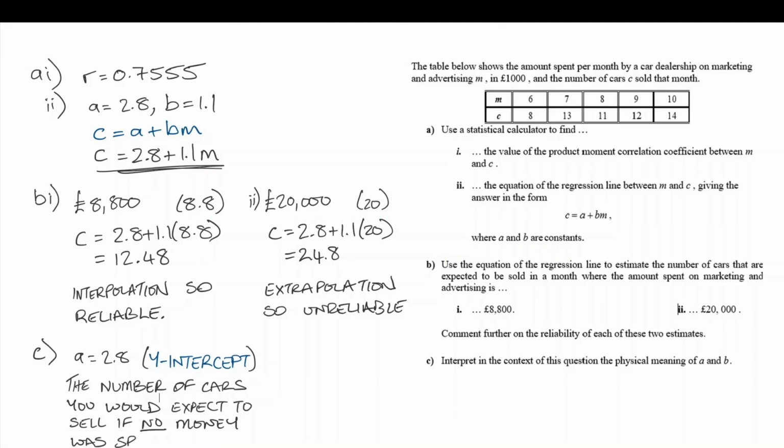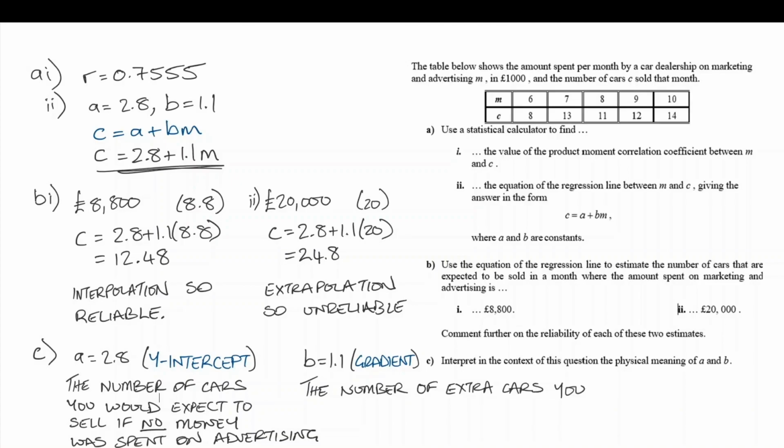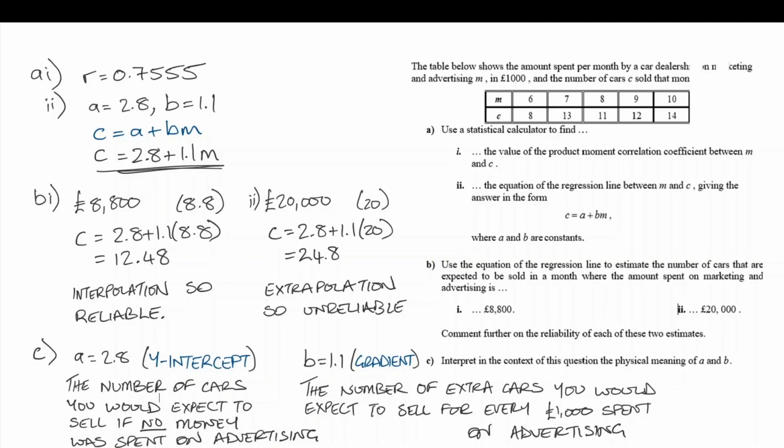Well, B is the gradient. And yes, mathematically, that's what it is. But once again, in the context. So you wouldn't get any marks for y-intercept or gradient. We need to describe them within this scenario. The gradient is the number of extra cars you would expect to sell for every £1,000 spent on advertising. So remember, even though it's a 1 unit increase of M, each 1 unit of M refers to £1,000 worth of advertising. So those are the extra comments that would get you full marks on this question.